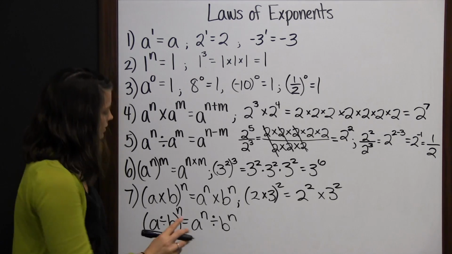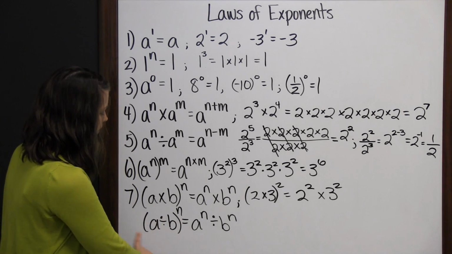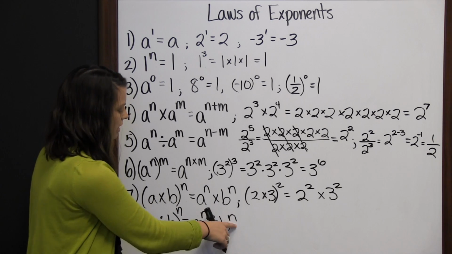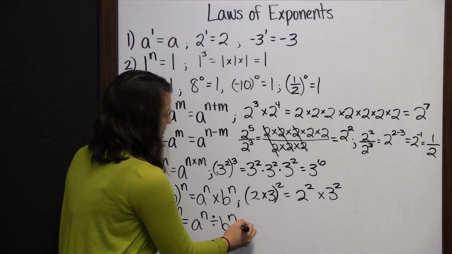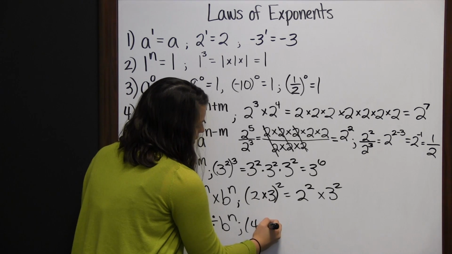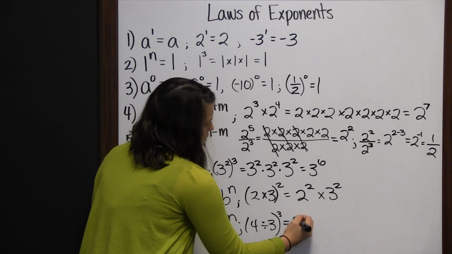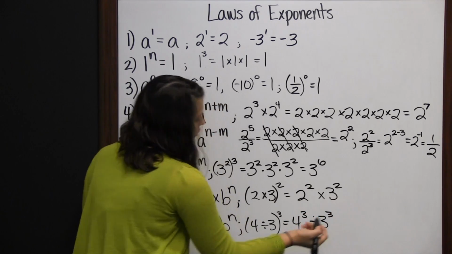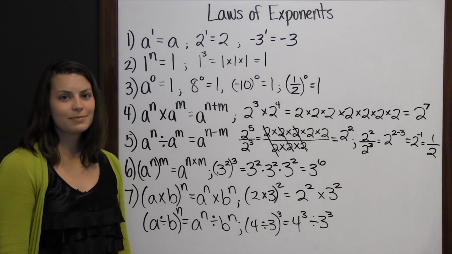Now on this next one, same thing, just with division. So a divided by b, that quantity raised to the n, would be a to the n divided by b to the n. So everything in the parentheses is raised to the n power. So it'd be like doing 4 divided by 3, cubed. So that'd be 4 to the 3rd divided by 3 to the 3rd. And then again, you could simplify. And those are our laws of exponents.